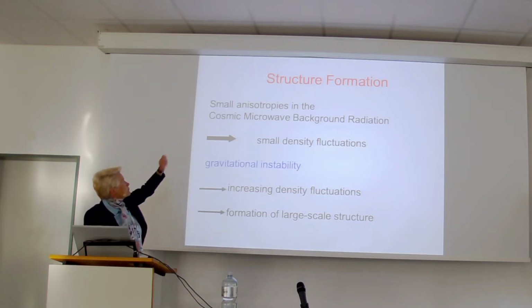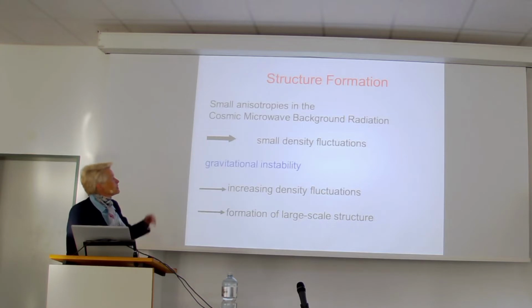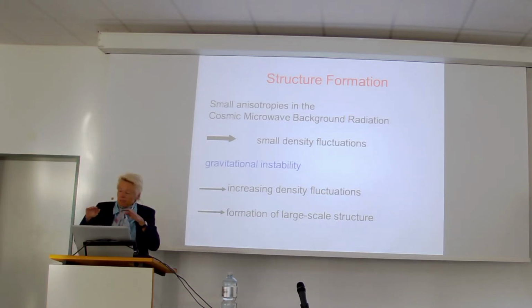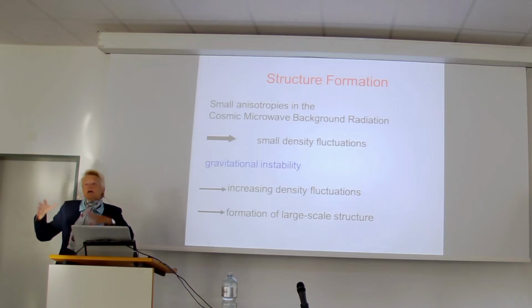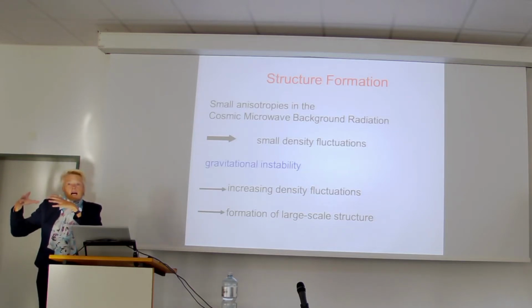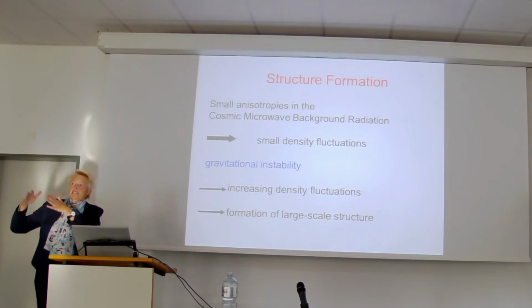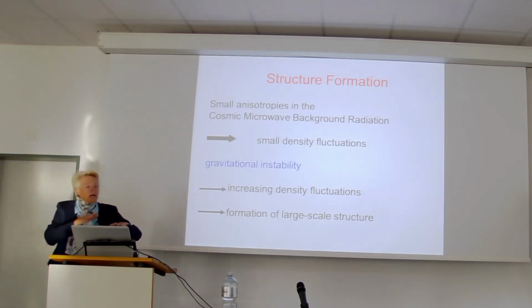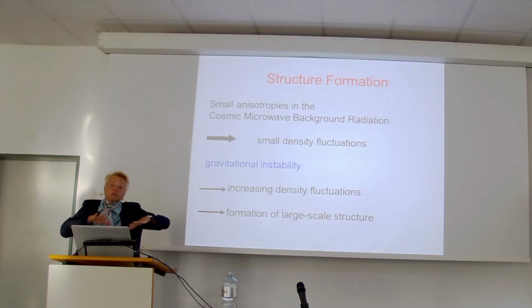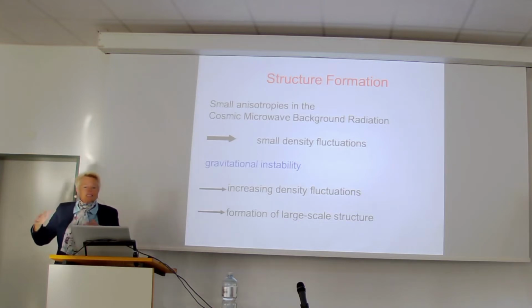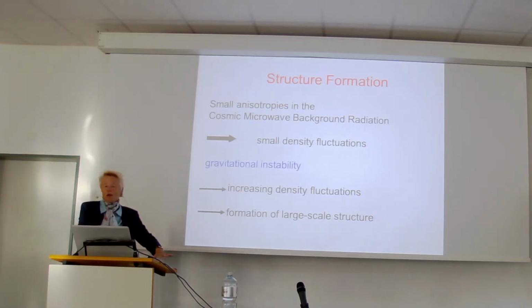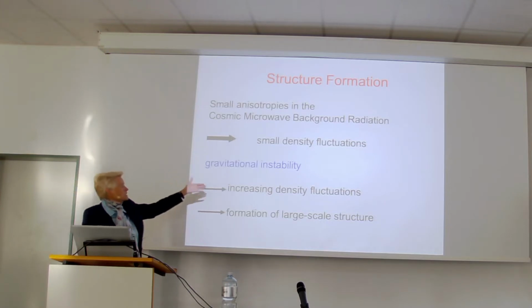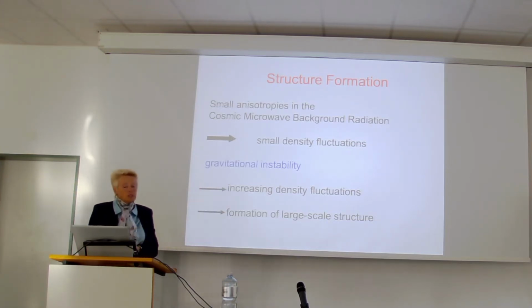But fortunately, there were these small anisotropies that were found in the cosmic microwave background radiation. That means in some regions there was a bit more density, and in other regions a bit less density. And now you have gravity working. That means there is attraction, the gravitational attraction. Some matter is flowing towards the regions that had a little bit higher density at the beginning, and matter is moving away from the regions that had a little bit less matter at the beginning. This is called gravitational instability. You get higher and higher densities in one part and lower density in the other part. So this is increasing, and this is how large-scale structure is formed.